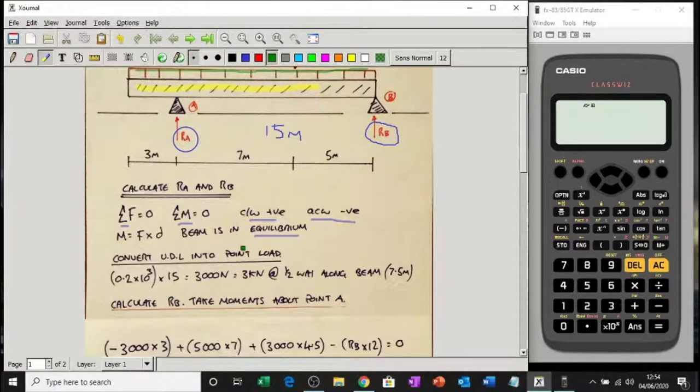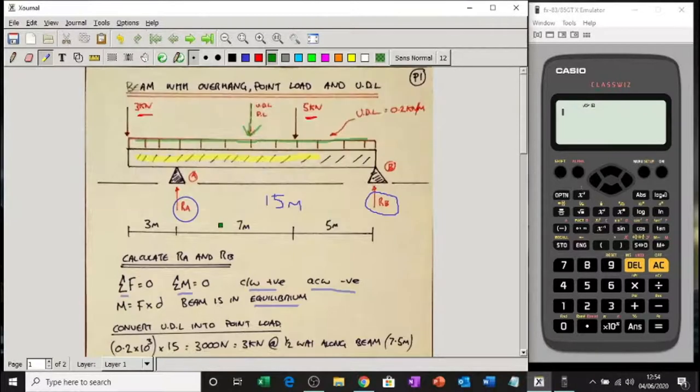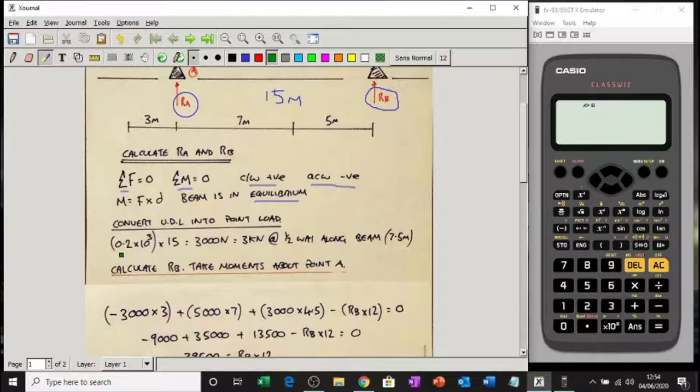So convert the UDL into a point load first. It's 0.2 kilonewtons per meter, so every meter is 0.2 kilonewtons, and we've got 15 meters of it. To convert it into a point load, we just multiply the UDL by the length of the beam. Don't forget, this is the kilo bit. So it's 0.2 kilo, which is 1,000 really, times the length of the beam, which is 15. So we'll do 0.2 times 10 to the 3, times 15, which gives you 3,000. So 3,000 newtons, or 3 kilonewtons. Look, 3 times 10 to the 3, 3,000 newtons.